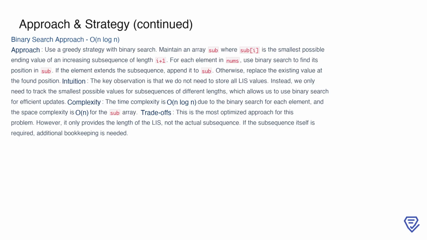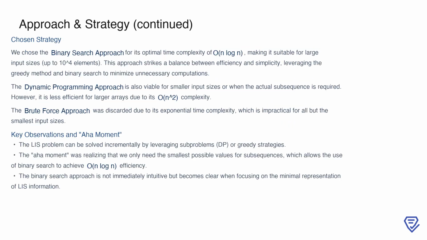However, this approach only provides the length of the LIS and not the actual subsequence, which could require additional bookkeeping. Given these approaches, we chose the binary search strategy for its optimal time complexity of n log n, making it the best fit for large input sizes, even up to 10 to the power of 4 elements. This method effectively balances efficiency and simplicity, leveraging the greedy approach in binary search to minimize unnecessary calculations.